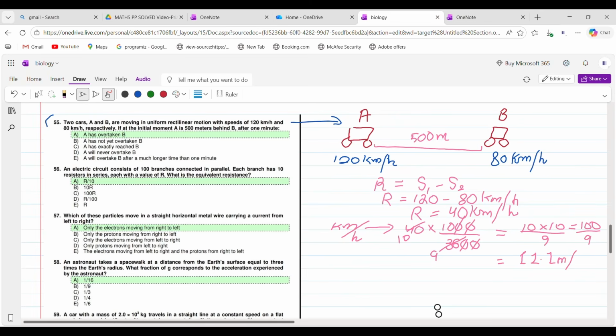They are asking what would happen after 1 minute. And 1 minute has basically what? 60 seconds. So I can multiply this entire factor with 60 seconds. So 11.1 multiplied by 60, and what we're going to get is again very interesting, 666 meters, right? Meters.